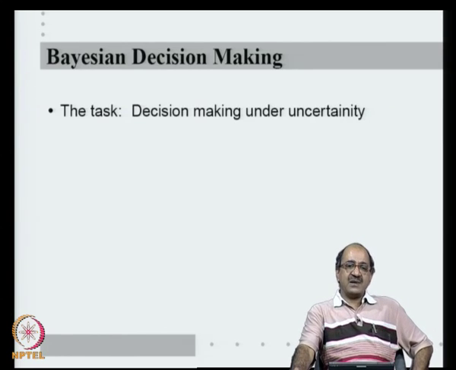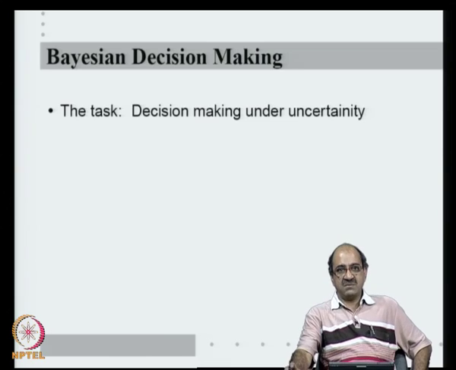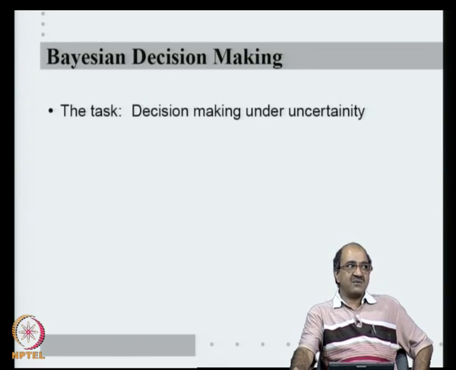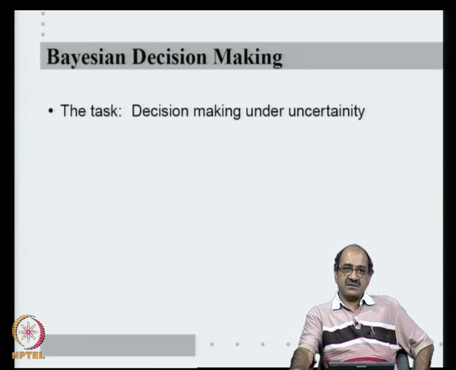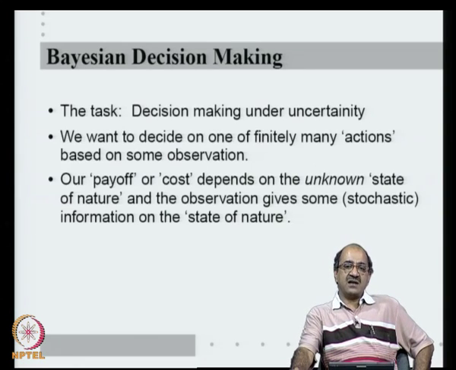So, in a decision making problem, the task of course obviously is to make a decision. But the reason why it becomes a problem is that there is uncertainty about what is the right decision. What is the form in which the uncertainty comes up? Essentially, we want to decide on one of finitely many actions based on some observation.